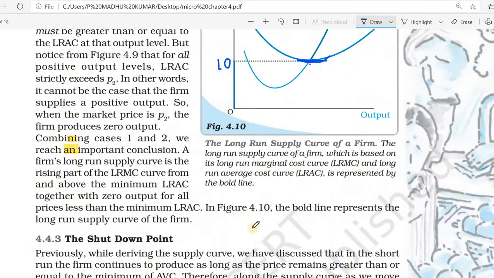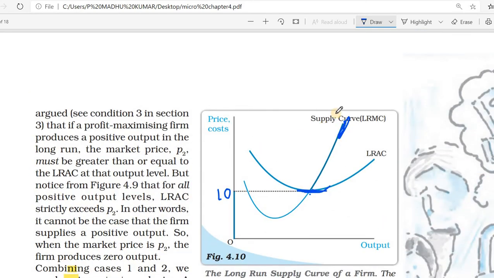Here we have the LRAC curve and the supply curve. At this point, the producer or firm is getting normal profit. Above this, suppose the price is this much, say 20 rupees. Then he is getting supernormal profit.